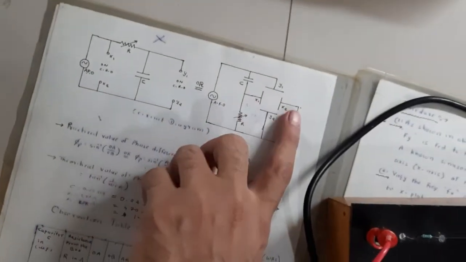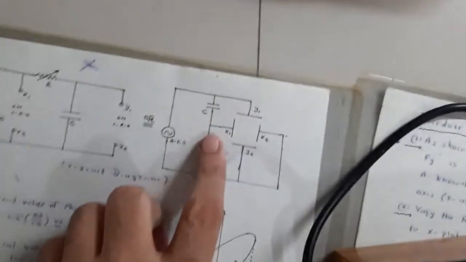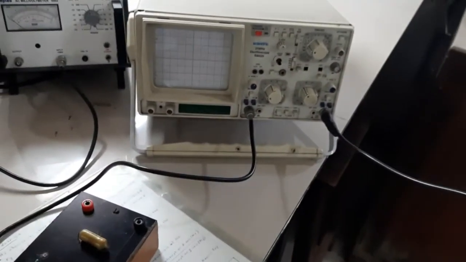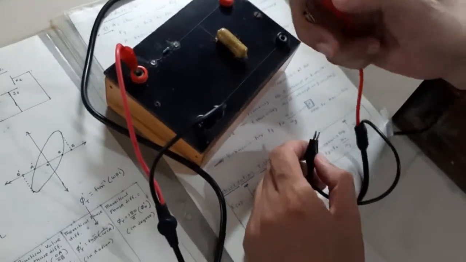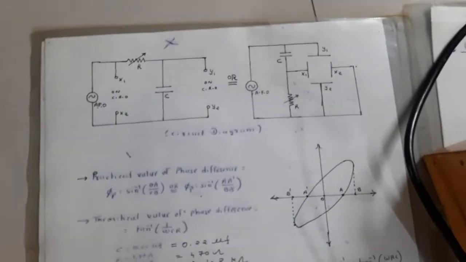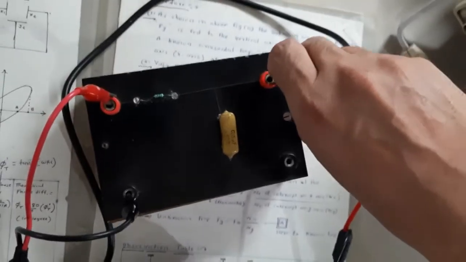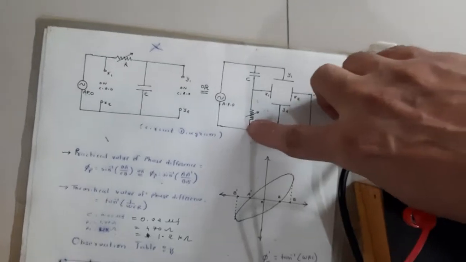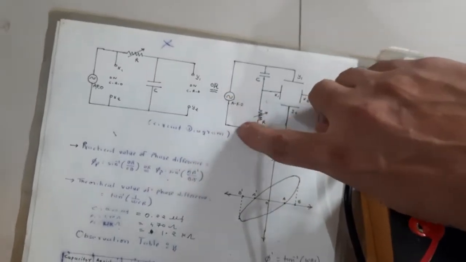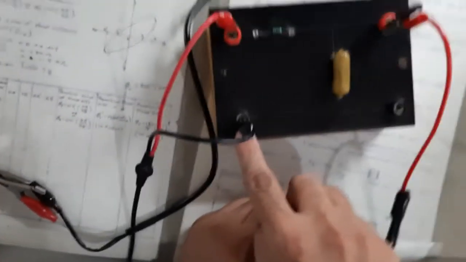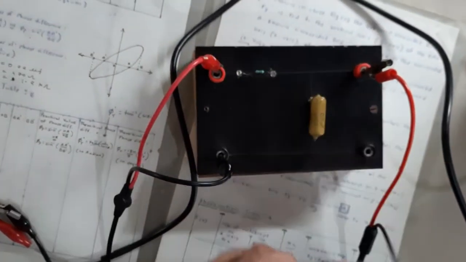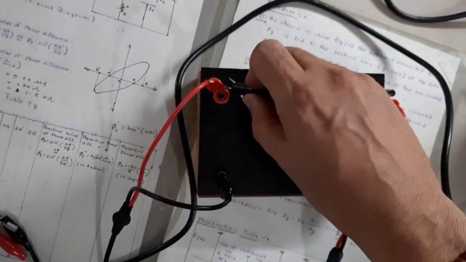Then X1, X2. X1 is in between these. This is your X1. It is connected in between R and C. This is your R, this is your C. X2 is connected to the R, to the terminal where the AFO is connected. So this is your R, the R in which the AFO is connected, and this is your second terminal.